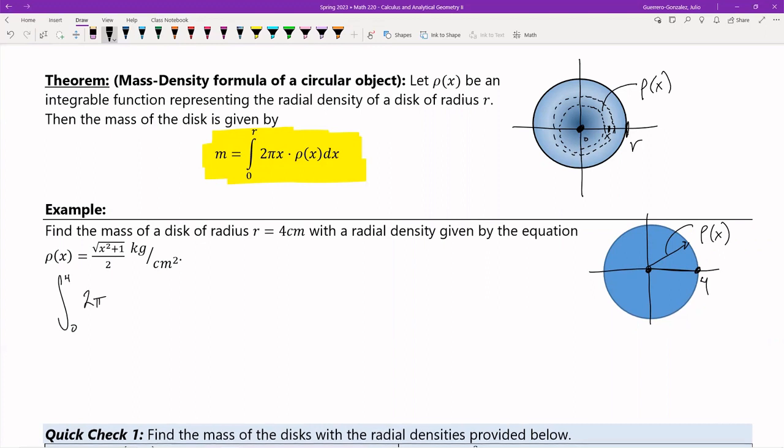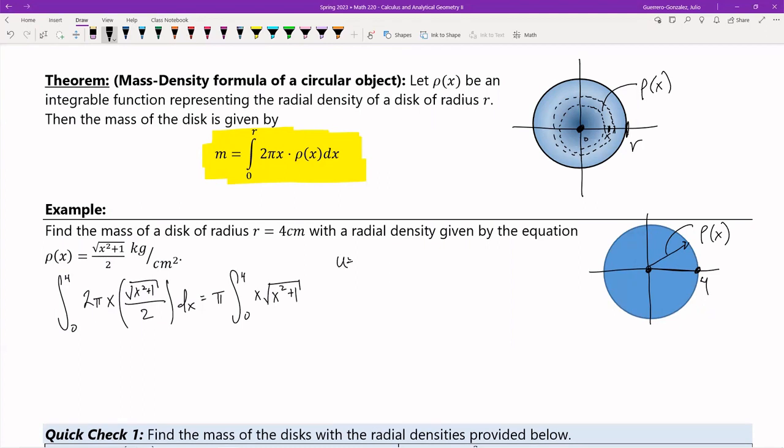Of 2π times x times ρ of x, which is this thing right here, the square root of (x squared plus 1) over 2 dx. And that is equal to π times the integral from 0 to 4 of x times the square root of x squared plus 1. Okay, and in order to compute this one out, we can do this using u substitution.